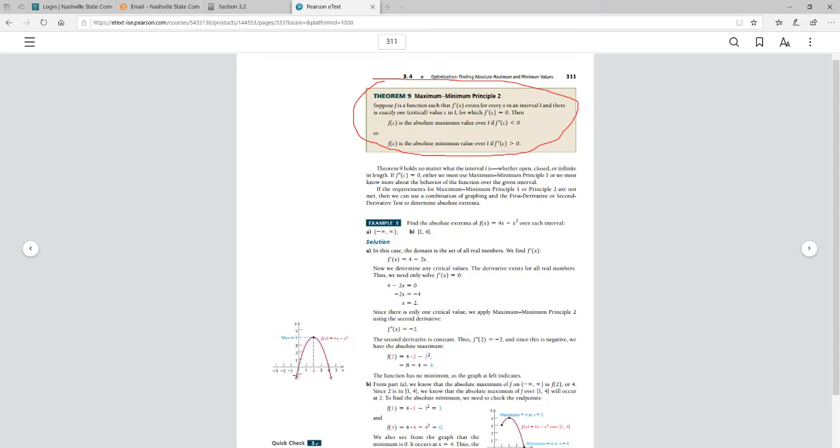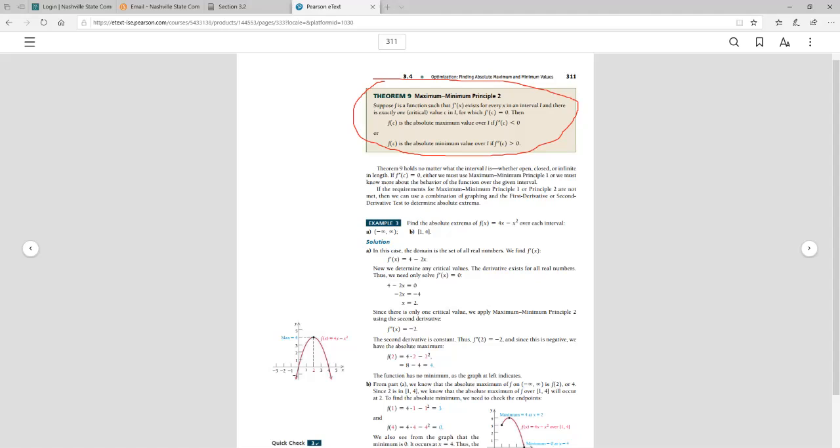Theorem 9 is the maximum minimum principle 2. It says suppose that you have a function and the derivative exists for every x in the interval. In other words, there are no sudden jerks in the graph that cause those cusps, those real sharp points on the graph. And suppose there's exactly one critical value. In other words, the derivative is only 0 one time. Then at that value where it is critical, it's going to be the absolute maximum if the second derivative is negative, and the absolute minimum if the second derivative is positive.